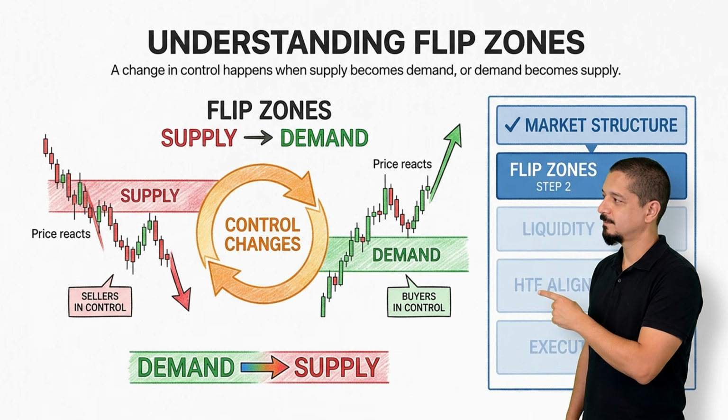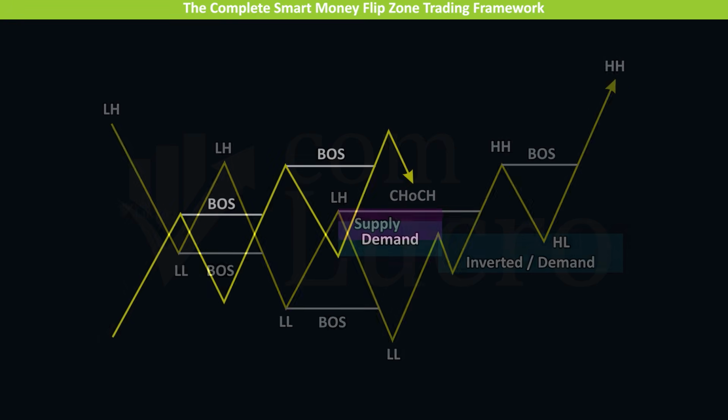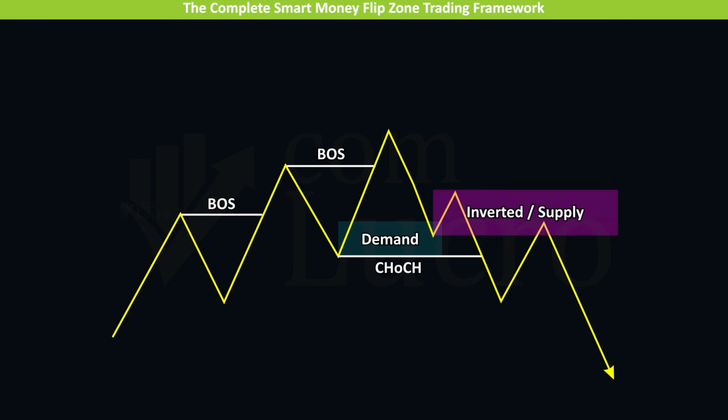Once structure is defined, the next thing we need to understand is when control changes and how to recognize it on the chart. This is where flip zones come into play. A flip zone occurs when supply turns into demand, or when demand turns into supply. These zones are especially powerful because they often lead to high-probability trade setups. Let us move to the charts to see how this works.